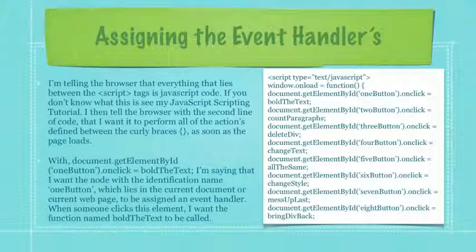With the line of code that begins with document.getElementById, I'm saying that I want the node with the identification name 1button, which lies in the current document or current web page, to be assigned an event handler. When someone clicks this element, I want the function named boldText to be called.